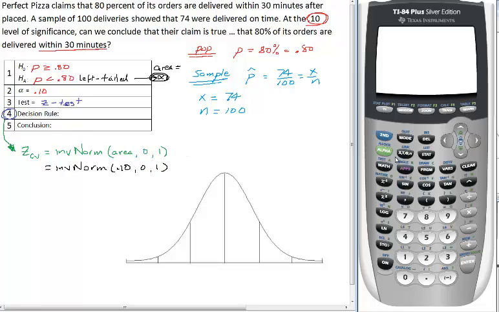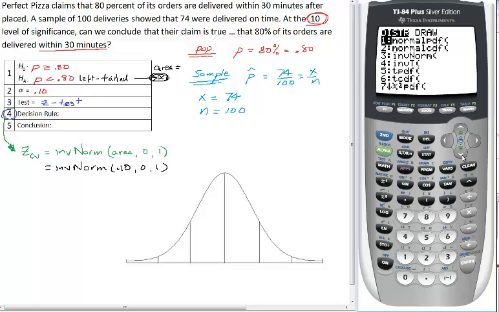Okay, so let's go over to our calculator now. And how do we do that? Remember, the inverse norm and inverse t are under the vars button, under distribution, above the vars button, which is second vars. Go down to inverse norm, and area is alpha in this case, which is 0.10 for left-tailed, and it's already set up for you as the mean being 0, standard deviation 1, and we get negative 1.28.